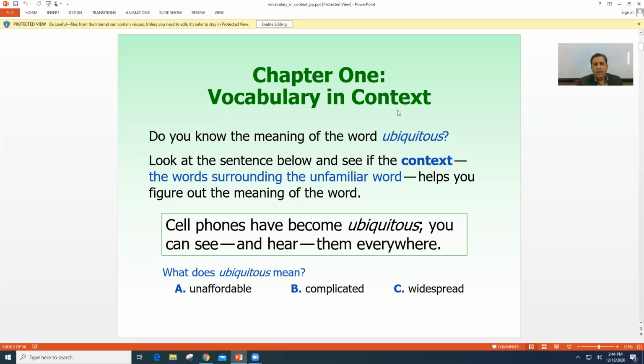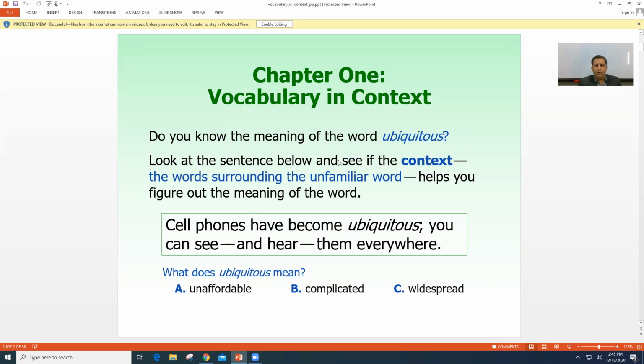Okay. So how can you figure out the meanings of those difficult words? You'll be using the context in order to figure out the meanings of those difficult words. If I ask you, do you know the meaning of ubiquitous? Anyone who has heard this word before, or anyone who knows the meaning? I guess most of you would not know the meaning of this word. Now, if this word is given as an isolated item, I'm sure most of you would not know the meaning, and it's going to be almost impossible to figure out its meaning.